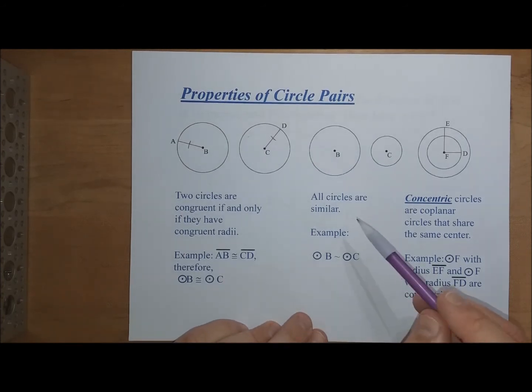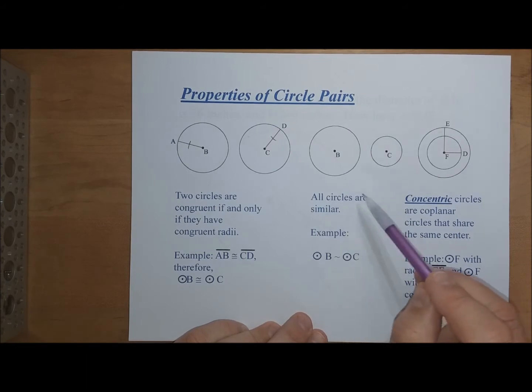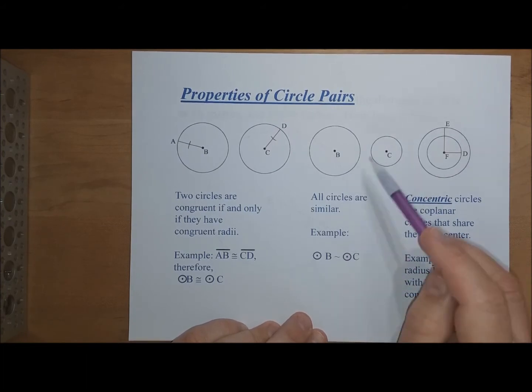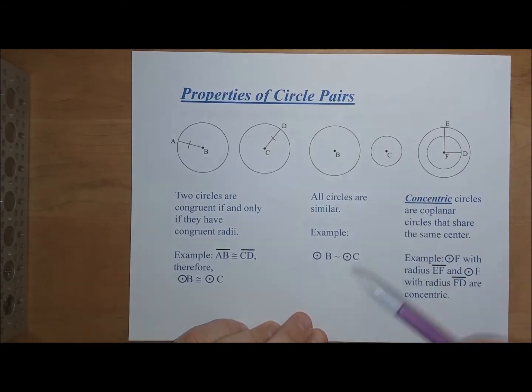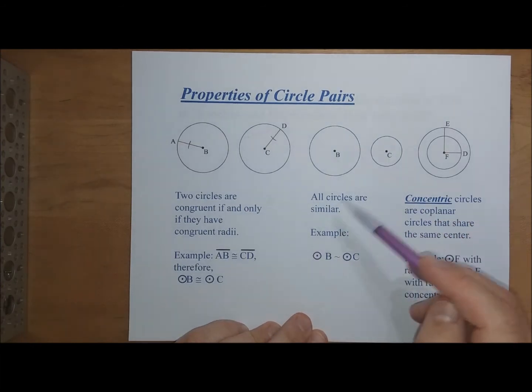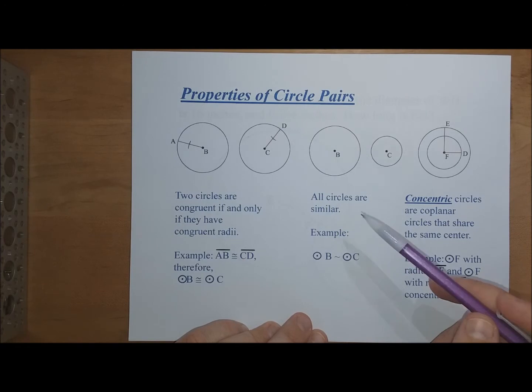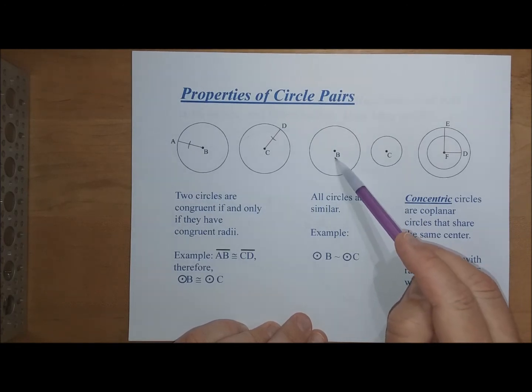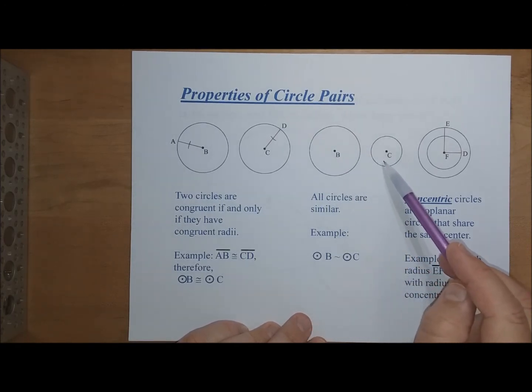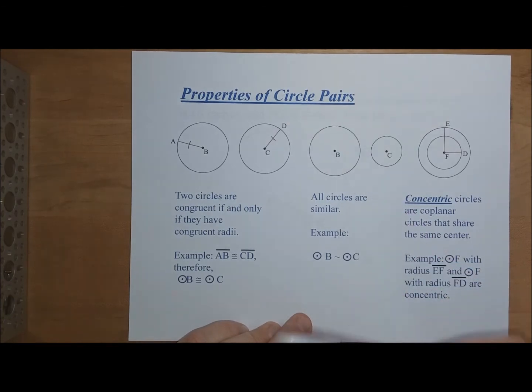Another thing that's interesting is that all circles are similar. So in this example, circle B is similar to circle C. I don't need to know any other information. A lot simpler than proving triangles similar. All I need to know is that this is a circle and that's a circle, and I know they're similar. I know they're proportional to one another.